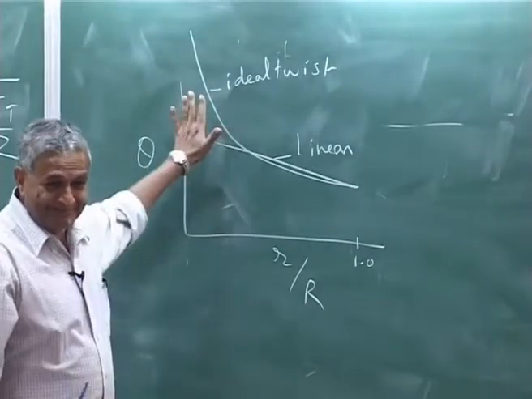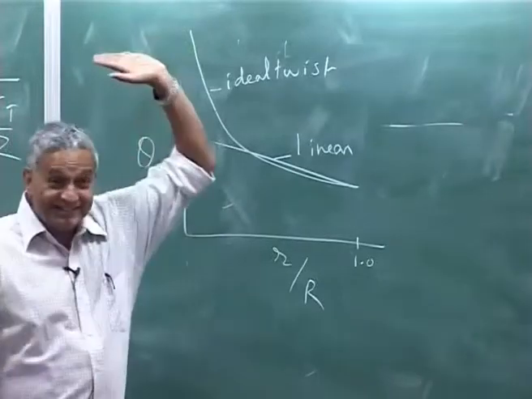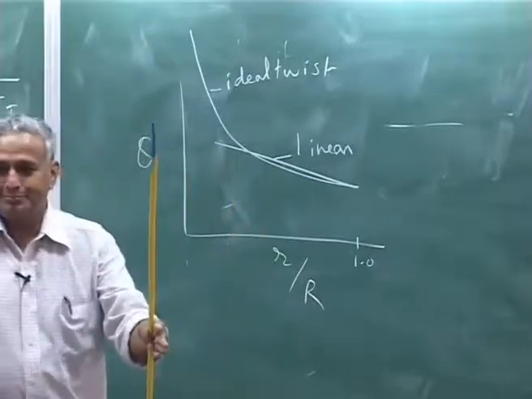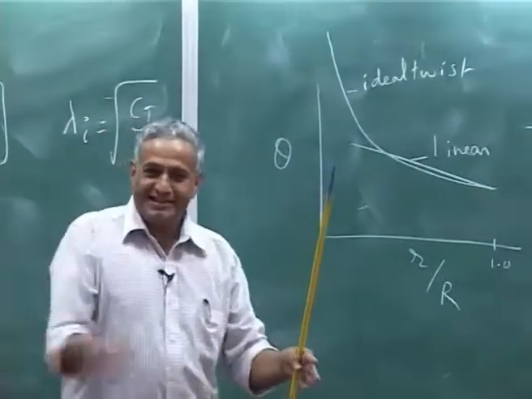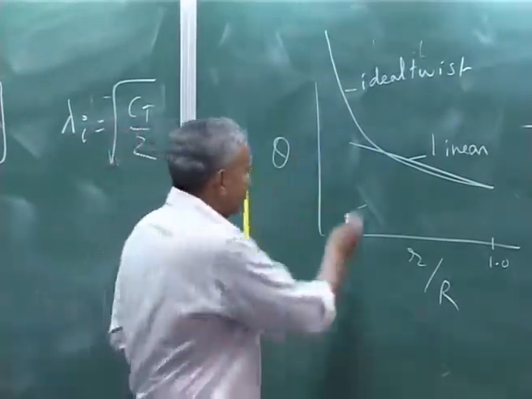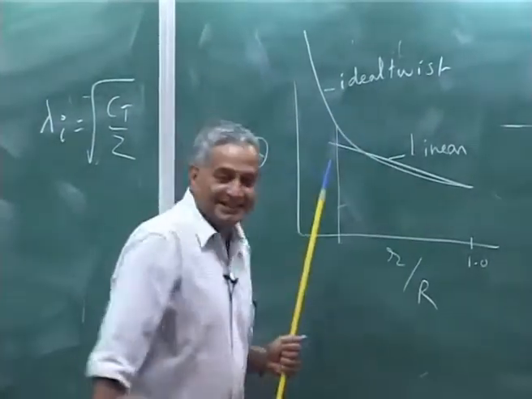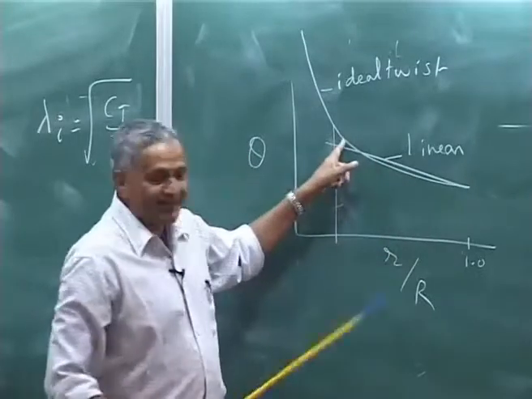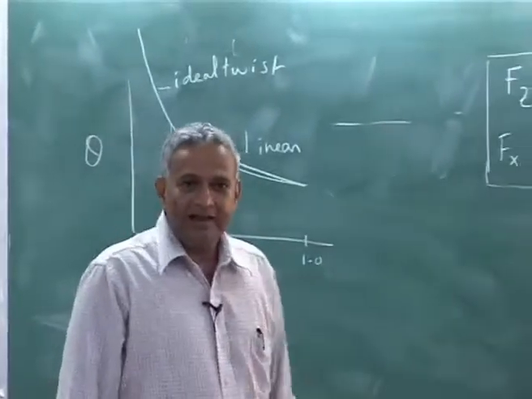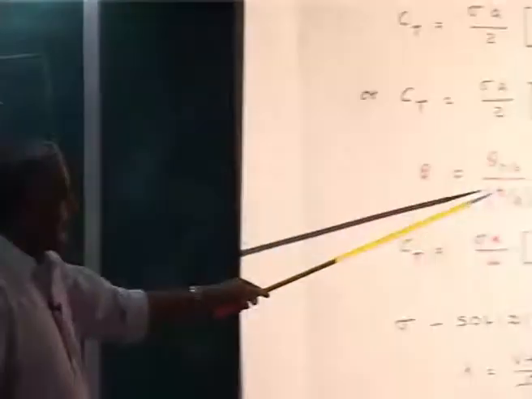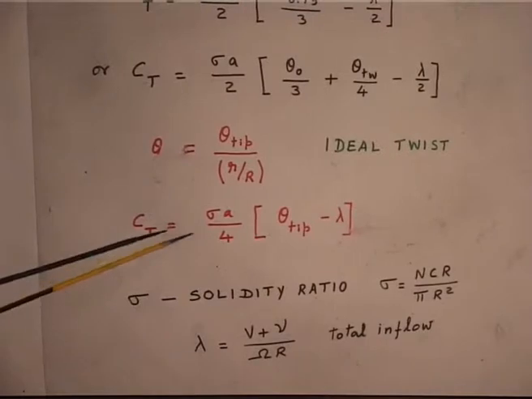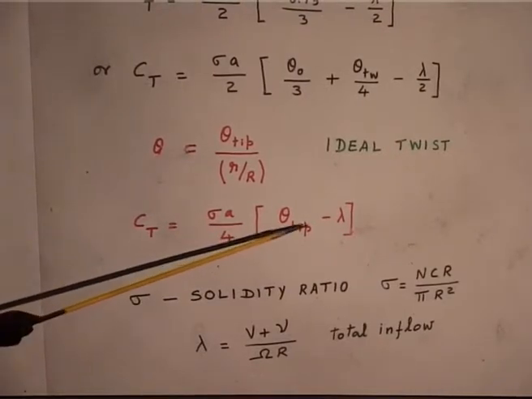You can't make it, because how will you take it to infinity? Twist to infinity has no meaning, but up to some 0.2 radius, because near the root it is not an aerofoil section. So you can cut it out somewhere here or some place, then you say, I can manufacture that. So this I will give you as an exercise which you can try. I can have an ideal twist, and if I use this, my CT will be this expression, sigma a over 4 theta tip minus lambda.